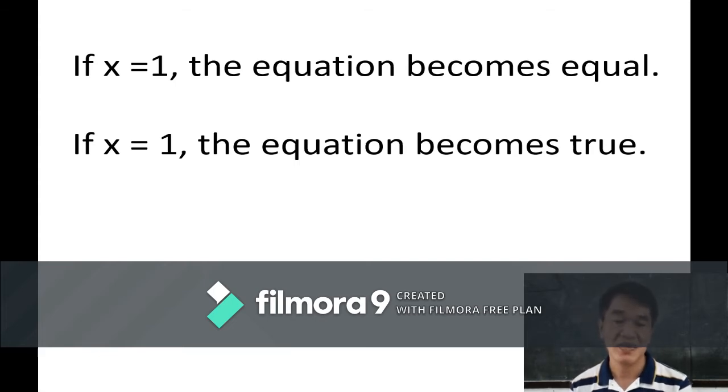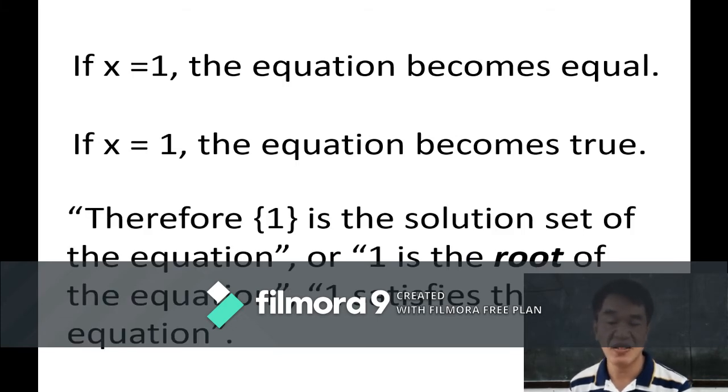In other words, you can also say in different ways, therefore, 1 is the solution set of the equation, or we say 1 is the root of the equation. Otherwise, we can also say 1 satisfies the given equation. Take note that we are now using the technical terms solution set and root. Actually, these two are the same. So if ever that number will make the equation equal, that number will make the equation true, that is what we call solution set or the root.